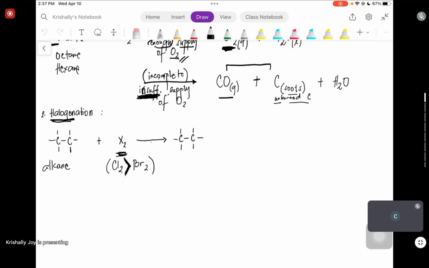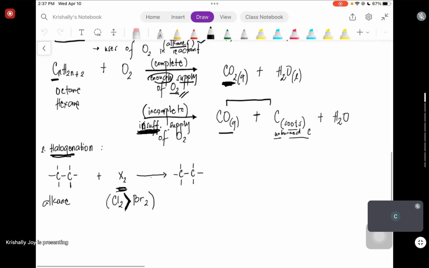Okay? Now, for alkanes, the halogenation reaction occurs via free radical substitution. Free radical substitution. So that's the mechanism of how halogenation among alkanes proceeds.